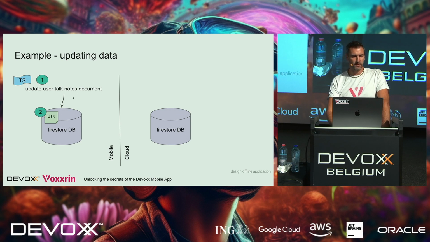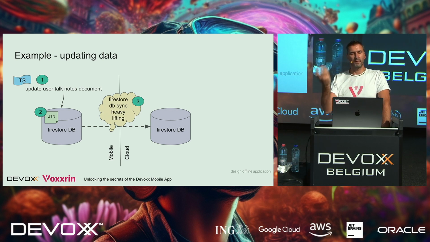So we store a talk note document in the database, and then, in turn, Firestore will sync this update with the Firestore database on the cloud. So we don't have to think about that. We just think about updating a local database, and that's it.